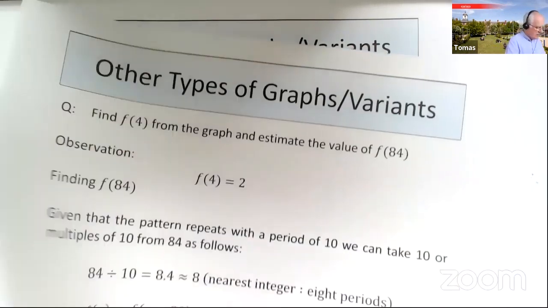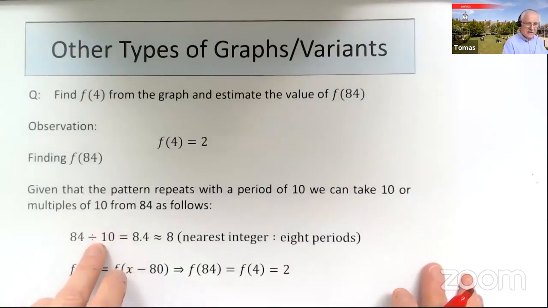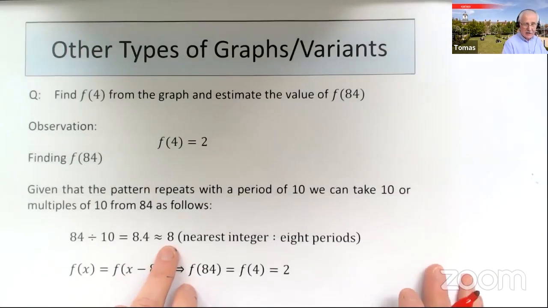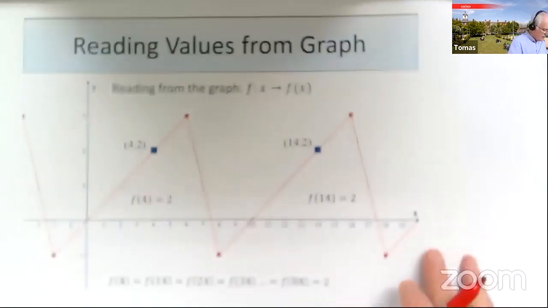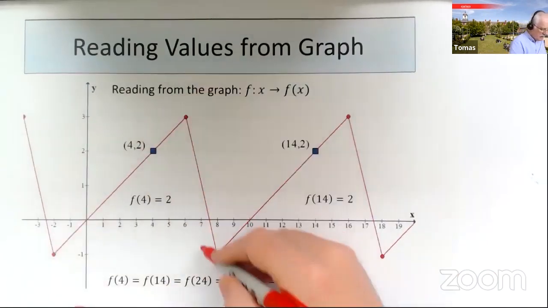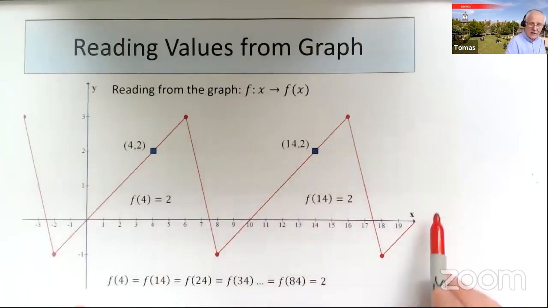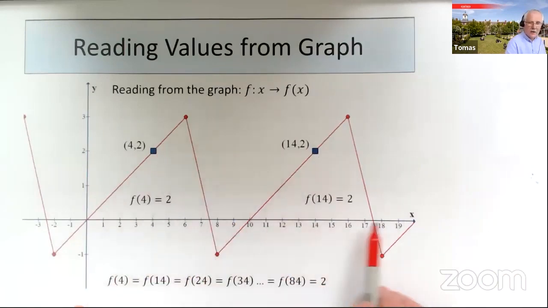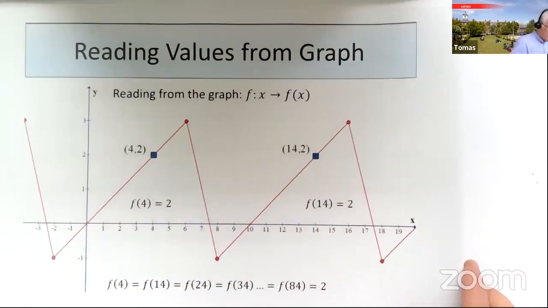So what we do, if we're asked to get 84, is take away as many 10s as we want. I think we can take away 8 10s. That gives us f of 84 is really f of 4, and that's 2. So reading from the graph, you can see the picture there. It's (4, 2), (14, 2), and likely to be (24, 2) all the way along. And that is finally the end of that session.